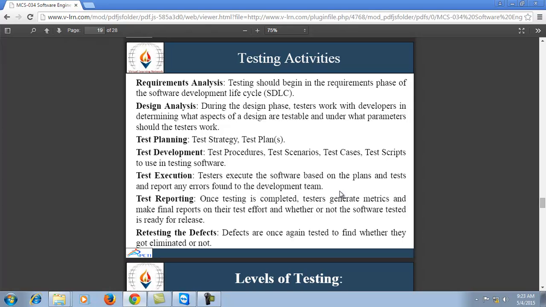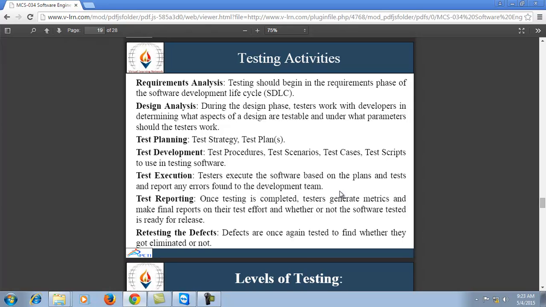And later on, once the testing is completed, testers generate the metrics and make a final report on their test effort and whether or not the software is ready for release. So all this exercise comes under test reporting. It will highlight all the captured errors that are found by the development team.